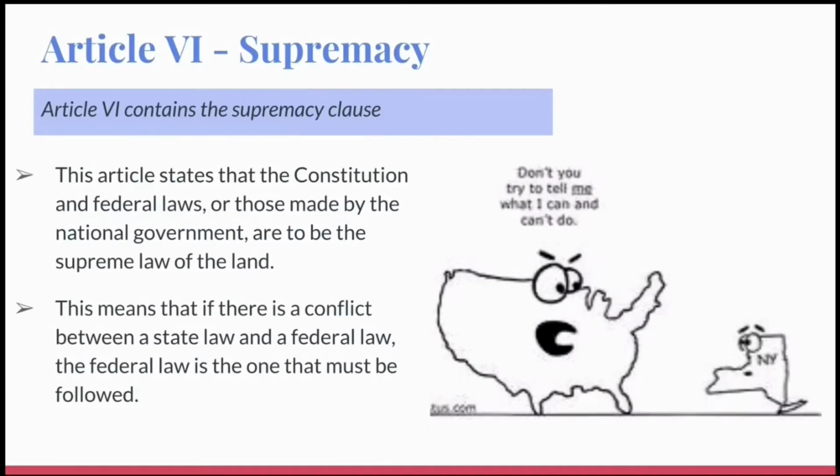Article 6 talks about supremacy and contains the Supremacy Clause. So think of the word supremacy as meaning supreme. This states that the Constitution and federal laws, or those made by our national government, are to be the supreme law of the land. This means that if there's a conflict between the state and the federal law, the federal law will always win, right? So the national government always ends up trumping the state governments.